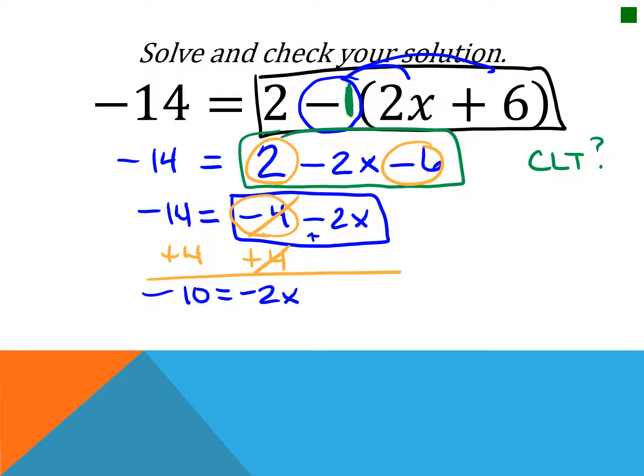No more pluses, no more minuses, so I'm going to divide, and I'm going to divide by negative 2. Those all cancel. I get 5 equals x.